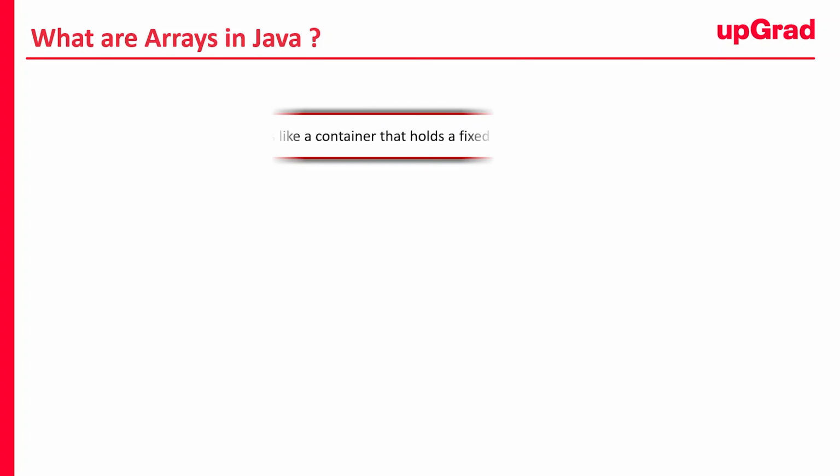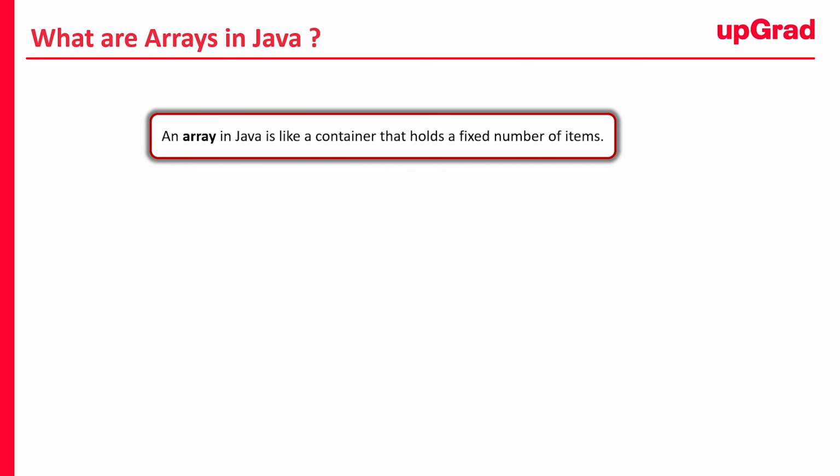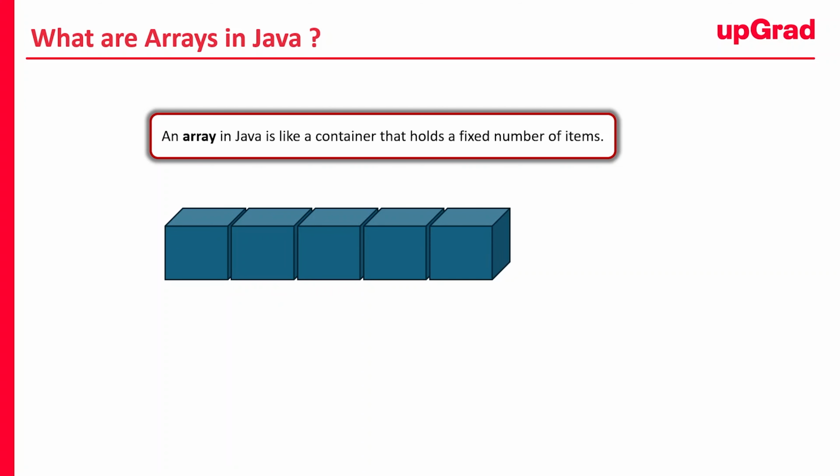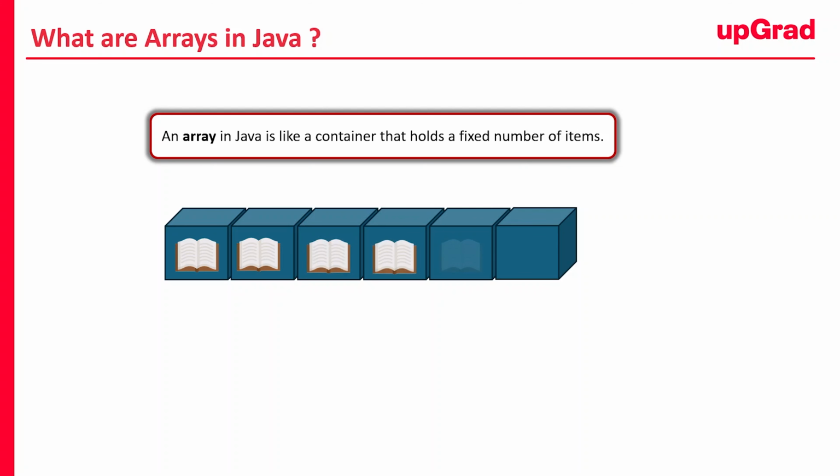So what are arrays in Java? An array in Java is like a container that holds a fixed number of items, and all those items have to be of the same type. Imagine you have a row of boxes, and each box can only store a specific type of item, like only books or only shoes, but never both.